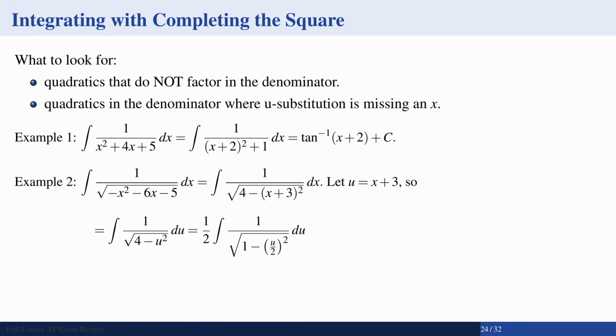and the square root of 4 is 2. So I have a 1/2 1 over the square root of 1 minus the quantity u over 2 squared. That's going to give us an arcsine. Try it, do the substitution there. You should get a 1/2 in the numerator, a 2 on the outside. 2 and 1/2 is 1, which just gives you arcsine of u over 2.